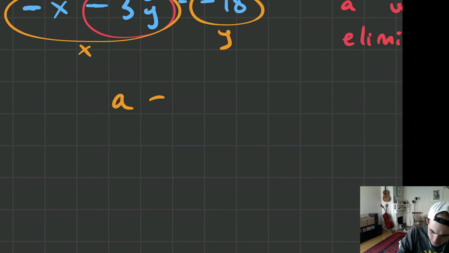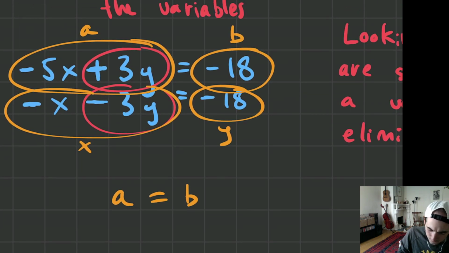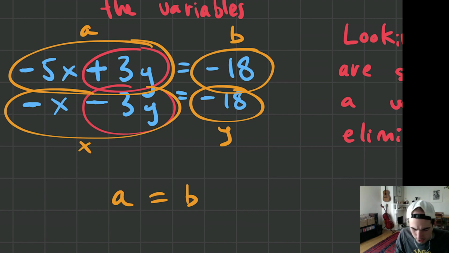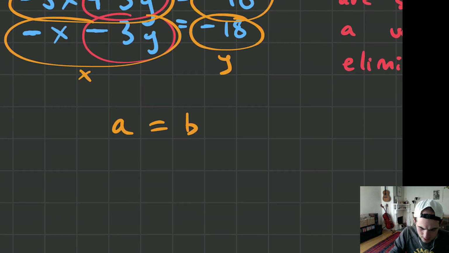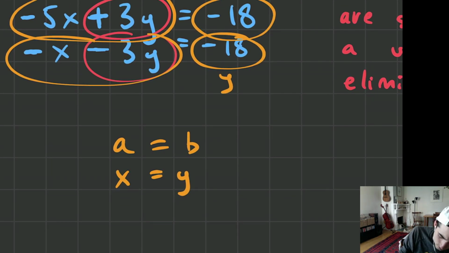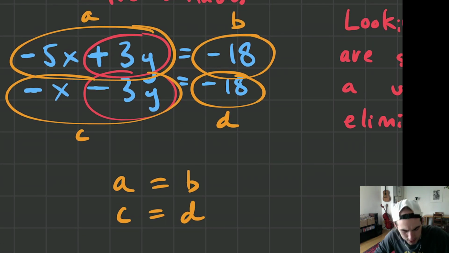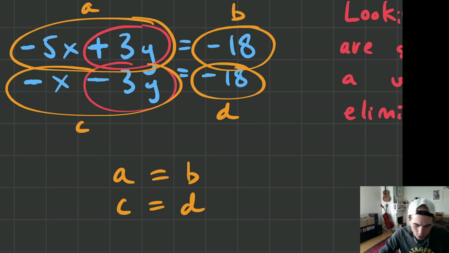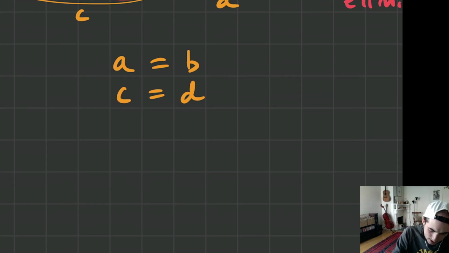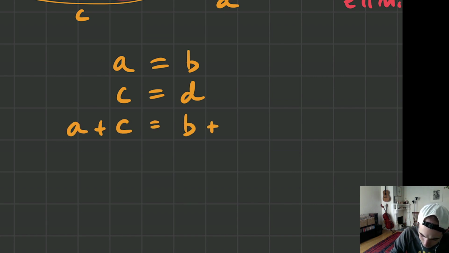So I know that A is equal to B, right? The left-hand side of the top equation is A, and the right-hand side of the top equation is B. And X is equal to Y here, and actually I should not be using X and Y here. That is what we call an abuse of notation. So let's say C and D. I know that C is equal to D. The left-hand side of the bottom equation is equal to the right-hand side of the bottom equation, which means that I could add both of these things together. I can add the left sides, so I would have A plus C is equal to B plus D.